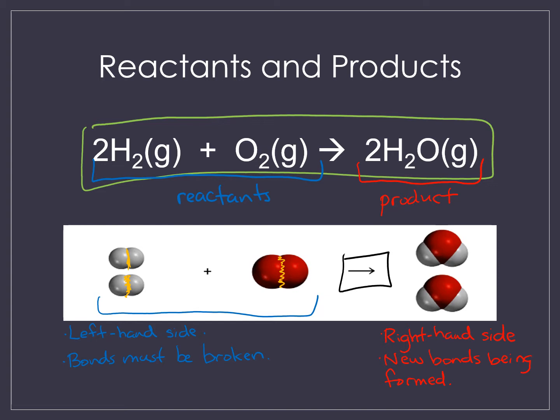So when the bonds between the hydrogen atoms and the oxygen atoms are broken, new bonds between hydrogen and oxygen atoms can be formed. And I'm going to highlight those new bonds here and here. So these are the new bonds being formed. So products are found on the right, and they represent new bonds being formed.